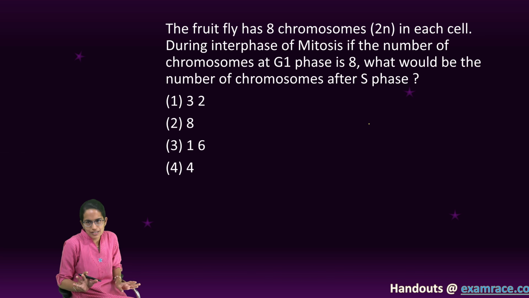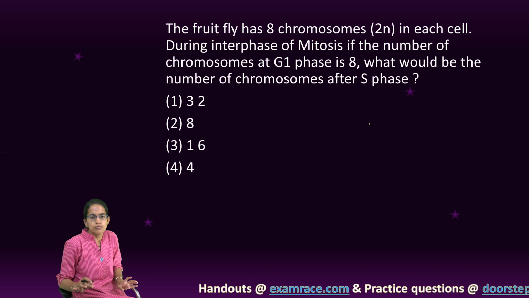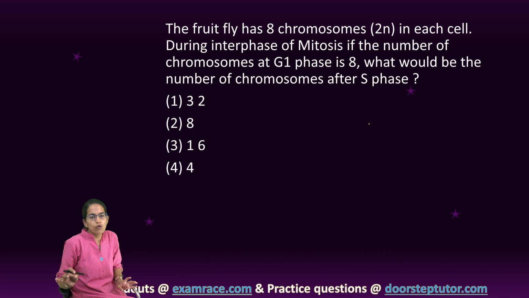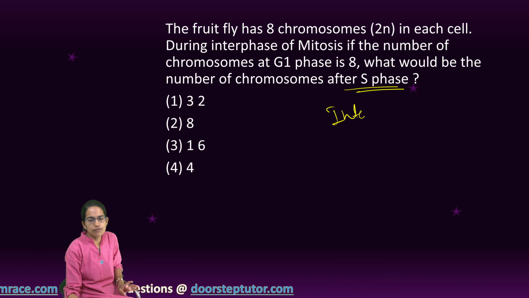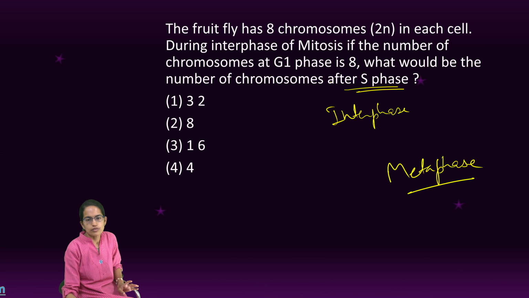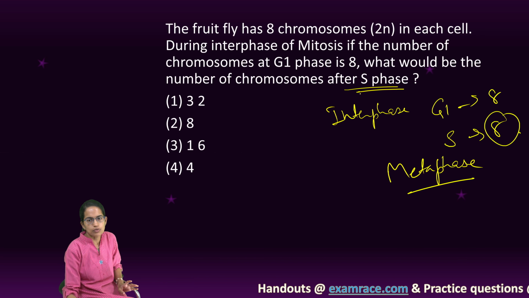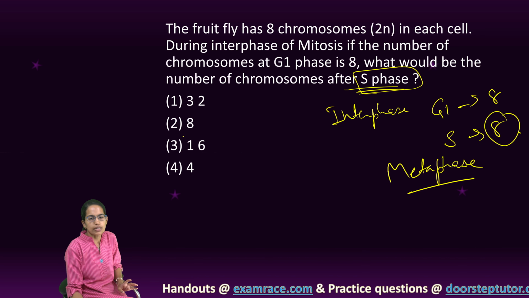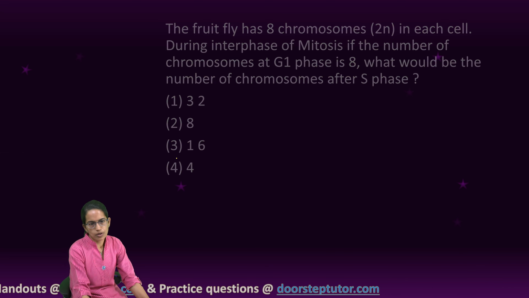Fruit fly has 8 chromosomes. Now in the interphase of mitosis, the number of chromosomes at G1 phase is 8. What would be the chromosomes after S phase? Now it starts with the interphase until metaphase. It would remain the same number of chromosomes. So from the G1 phase where you have 8 chromosomes, S phase would also have the 8 chromosomes. So 8 would remain the right answer. Okay. So this would have the same number of chromosomes.